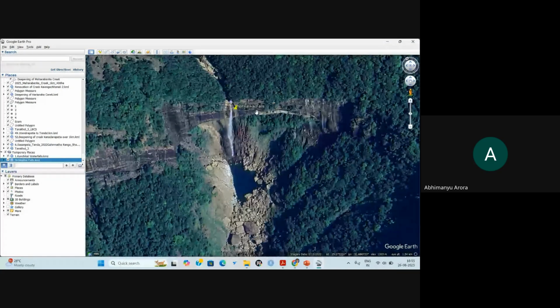But sometimes there could be a dry waterfall also, that is seasonal. Actually, in Goa, Dudhsagar waterfall also. Okay, what is your question?